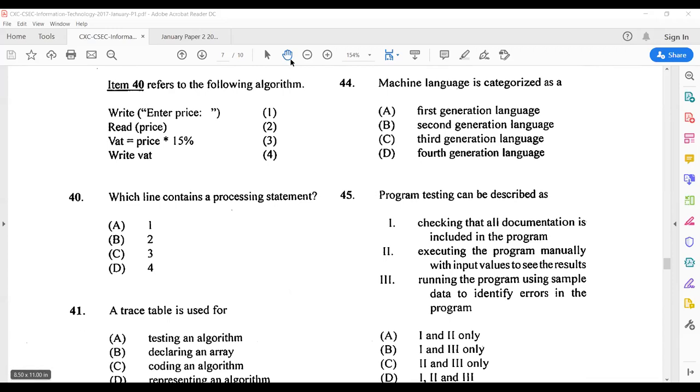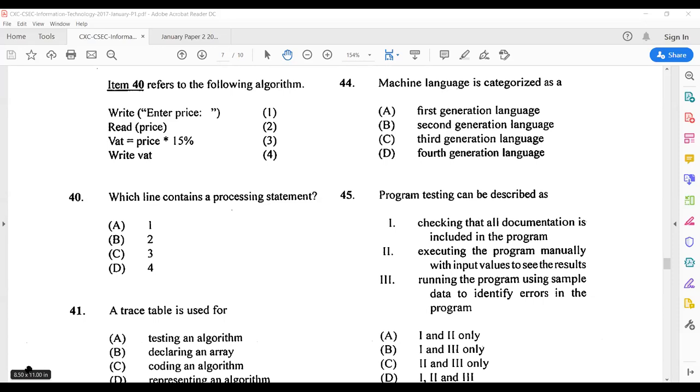All right, 44. Machine language is characterized as what generation language? So the first thing to note is, what is machine language? How is it represented? Machine language is in a form that the computer, the machine, could understand. So we're looking at probably zeros and ones, right? That is the most basic form that the language could be. So the answer for this would be a first generation language.